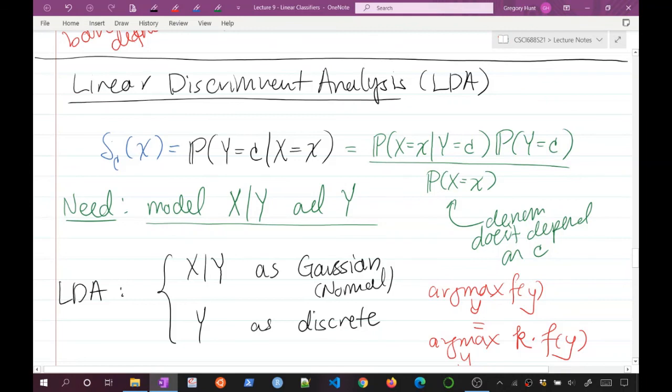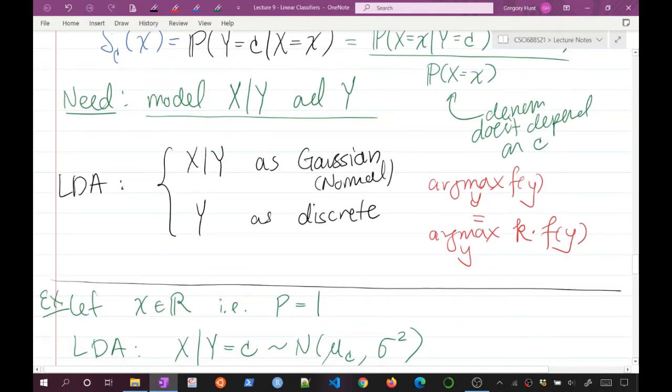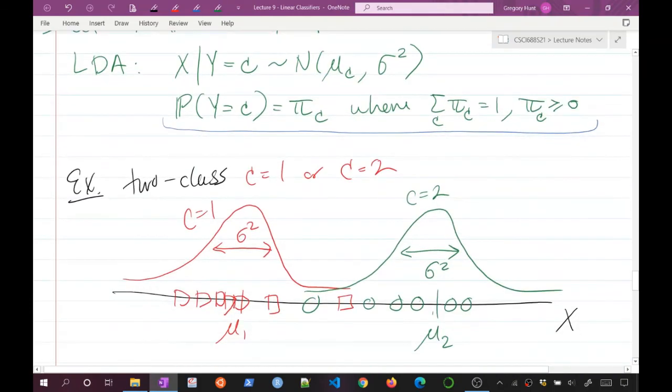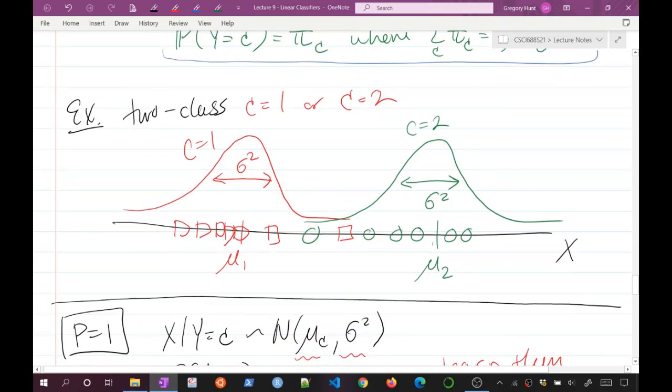The simplest and first linear classifier is called linear discriminant analysis. It models this probability, so it approximates this probability. So it's trying to approximate the Bayes classifier, and it does that by making some modeling assumptions. Just like linear regression makes this global linear assumption, linear discriminant analysis makes assumptions about some Gaussianity of the x's conditional on the class, and a very simple description of the prior class probabilities. And this is definitely the picture you should have in mind with LDA.